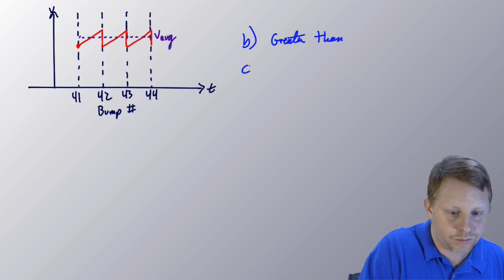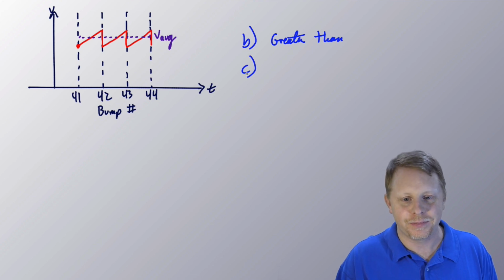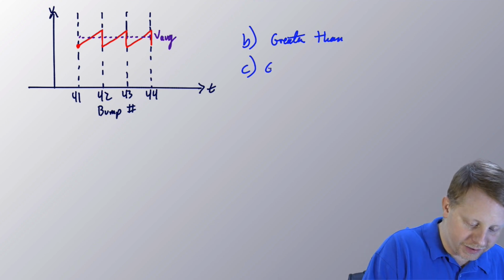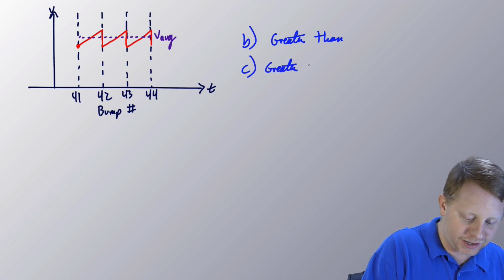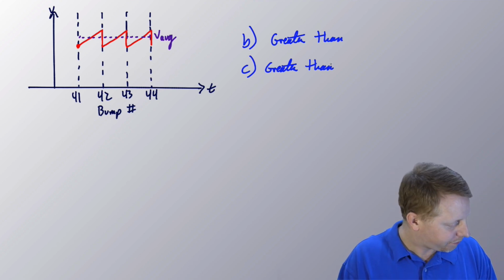Part C. With the bumps returned to that original spacing, d, the track is tilted to a greater angle. What happens to the maximum speed of the cart now, and why? Well, again, I think this qualifies as greater than, which is probably pretty intuitive, pretty obvious. But why? How do you explain it?